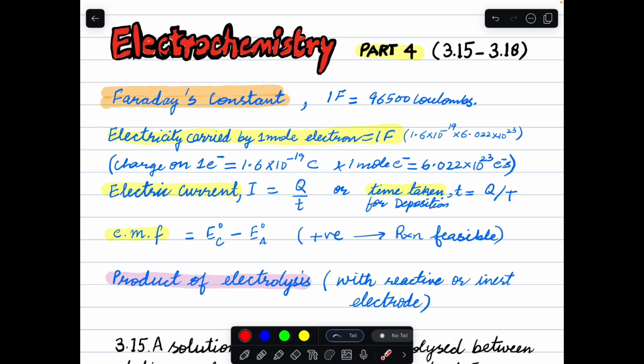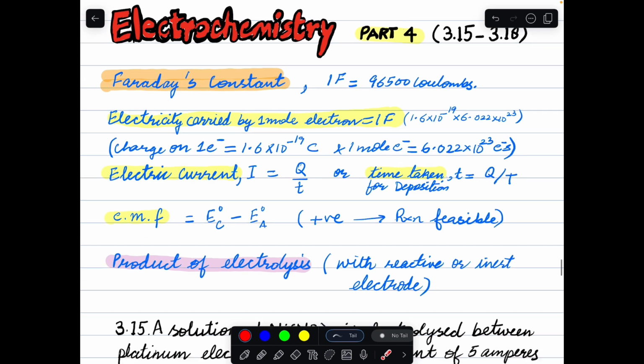And we will also check the feasibility of a particular reaction on the basis of EMF or cell potential, and we will also decide the product of electrolysis depending upon the type of electrode we have used in different types of reactions with a different concentration. So today we will be doing question number 3.15 to 3.18.